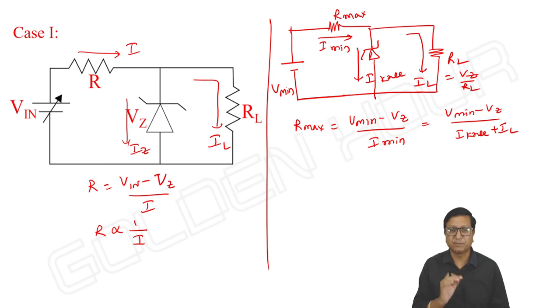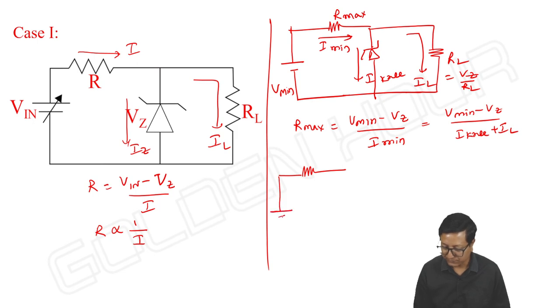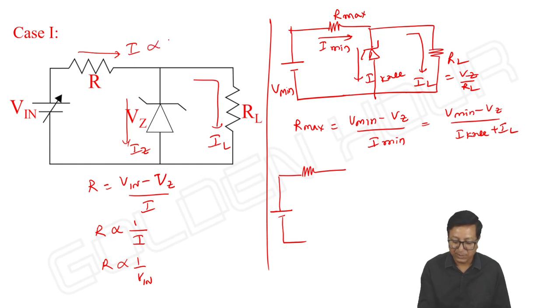Okay, so very simple thing. And the next case, here R is proportional to 1 by input. We can write that because I is always proportional to input. I is proportional to input. No doubt about it. So as input is maximum, definitely R should be minimum.